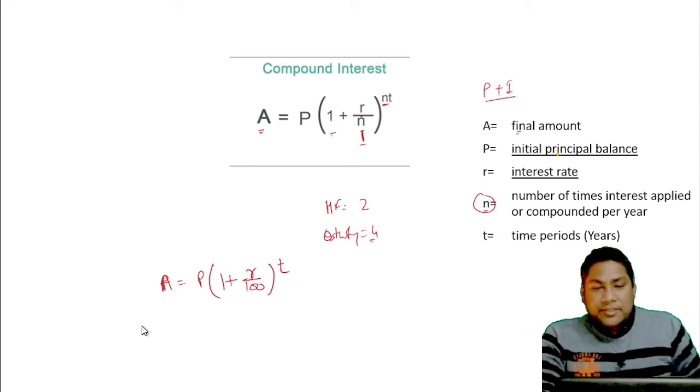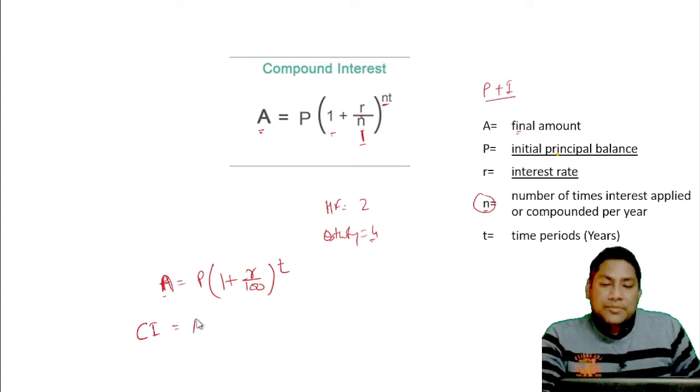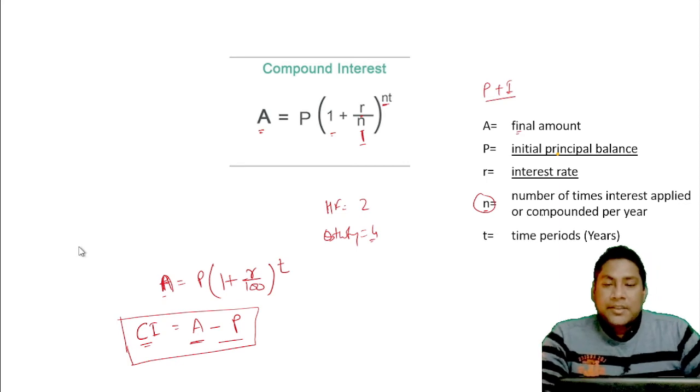For calculating the CI, we know that if we subtract principal from the amount, that will be the CI. CI is equal to A minus principal. So friends, this is the formula to take out the CI. Now we'll solve one question and understand this much better.